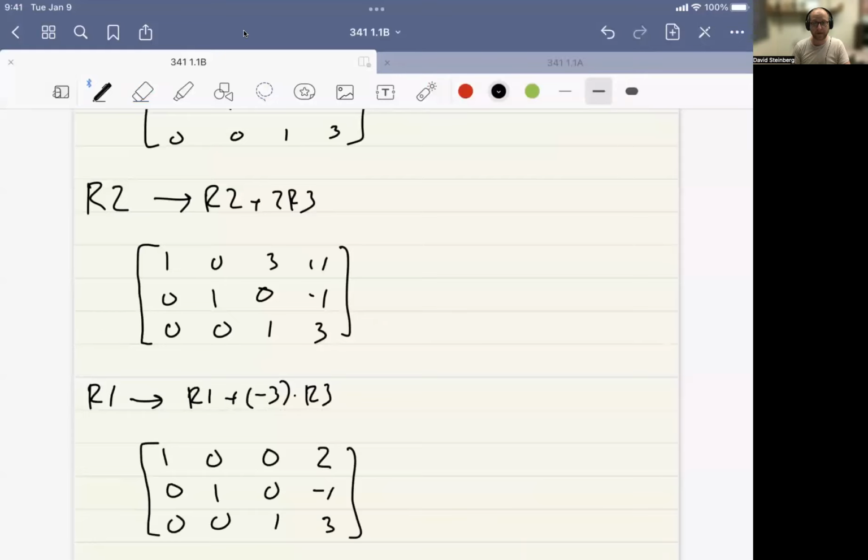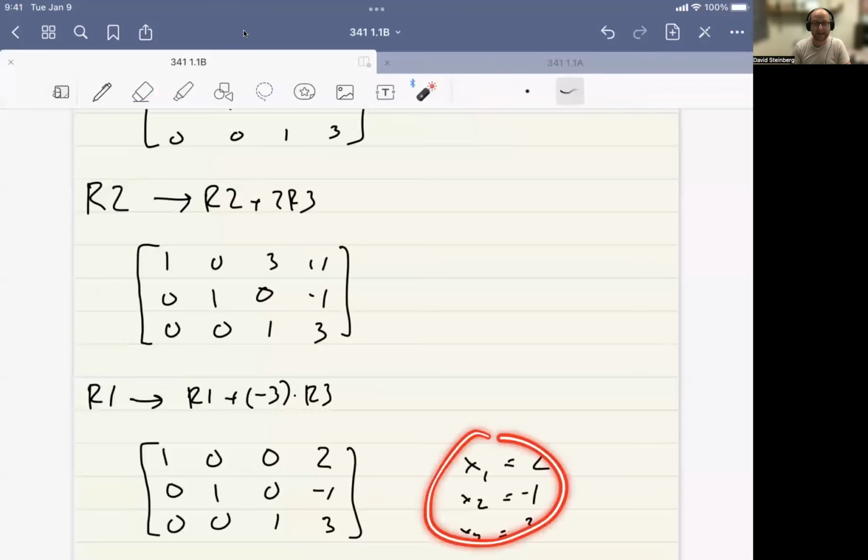And notice that now the corresponding system is so simple. It's hardly a system. x1 plus no x2 plus no x3 is 2. No x1 plus x2 plus no x3 is -1, and x3 is just 3. So it's hardly a system, it's just a list of our solution for our linear system.